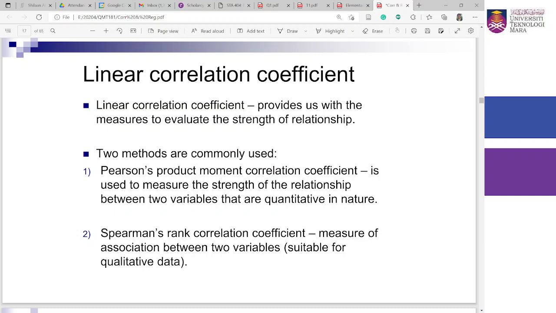And then the second one is the Spearman rank correlation coefficient. However, the second one here is no longer in our syllabus. Not in syllabus anymore. So that is for the linear correlation coefficient.